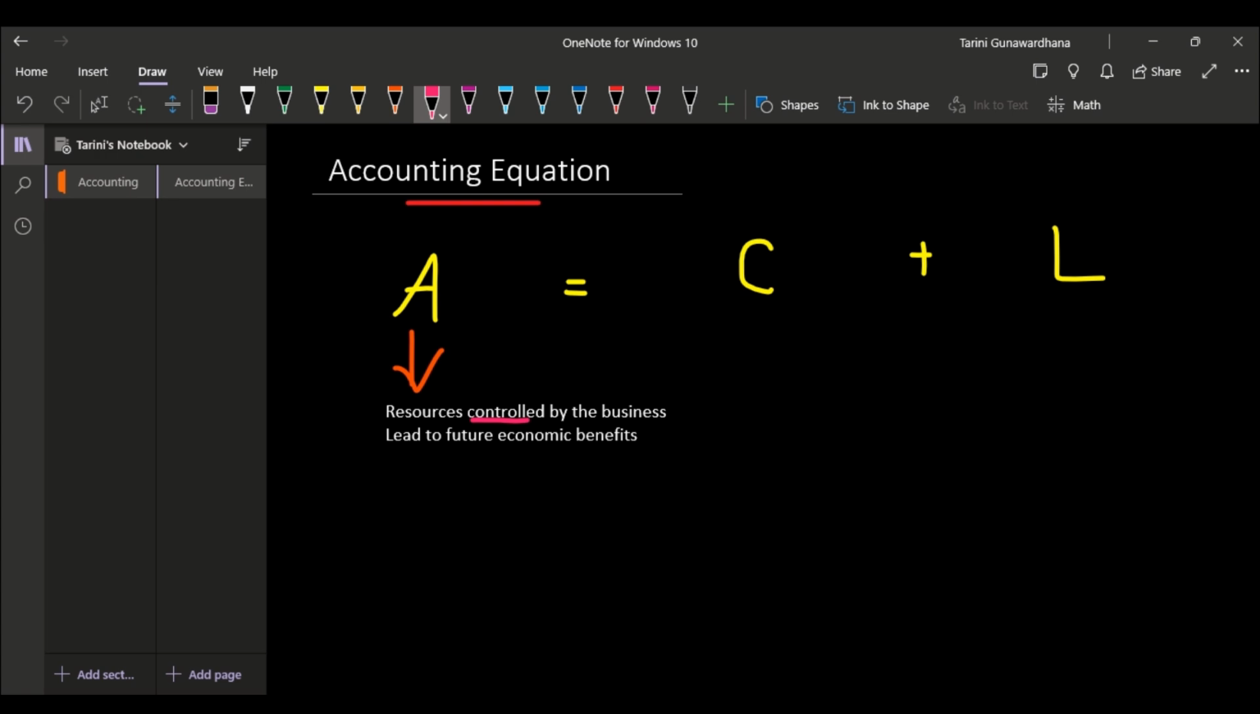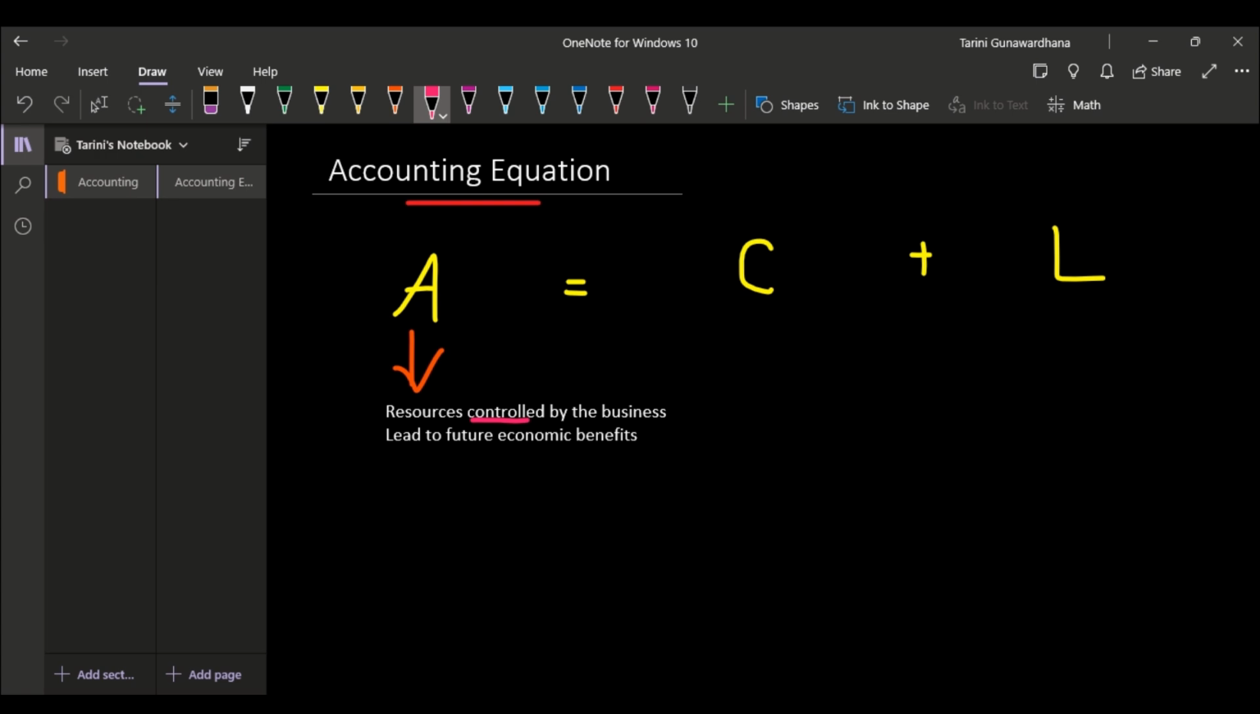Leads to future economic benefits. To explain that part, I would move on to another example. You might have come across the term debtors or trade receivables or even accounts receivables. Let's see what that means first. So trade receivables or debtors are people who owe the business money. What is that supposed to mean?